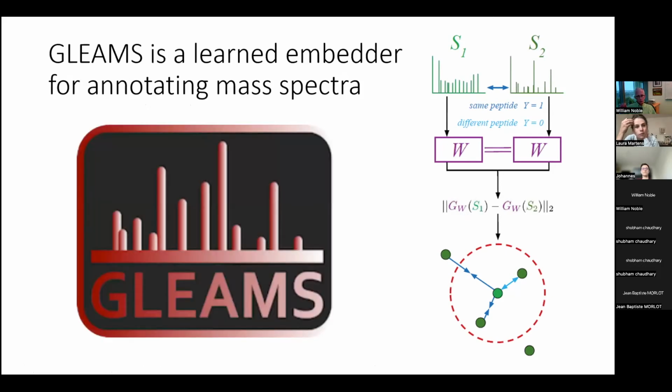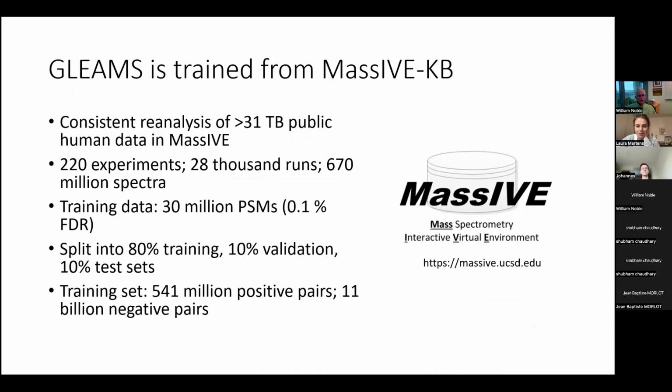So the actual software, the algorithm, is a recursive acronym. GLEAMS is a learned embedding for annotating mass spectra. And so we call this a GLEAMS embedding. And we ended up training this from an existing repository. So MassIVE is the name of one of the public repositories for mass spectrometry data.